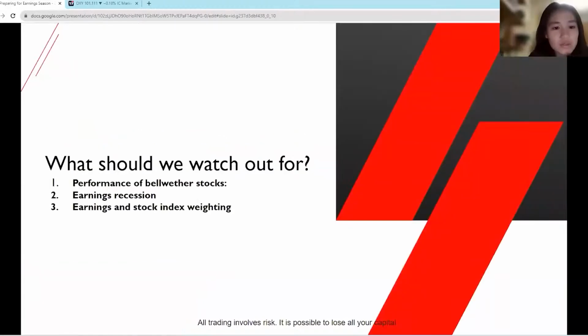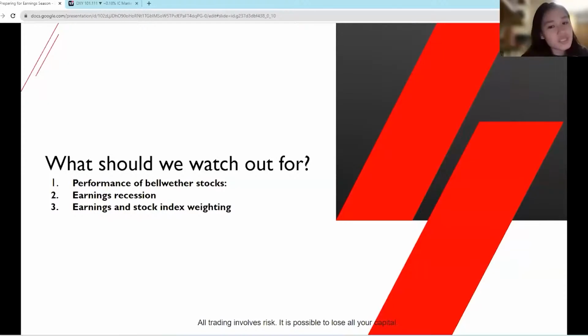What exactly can you do as we await more earnings report releases? So these are just 3 tips or 3 things that you can keep a lookout for. So firstly would be the performance of bellwether stocks. Second, earnings recession, as well as thirdly, the earnings and stock index weighting.